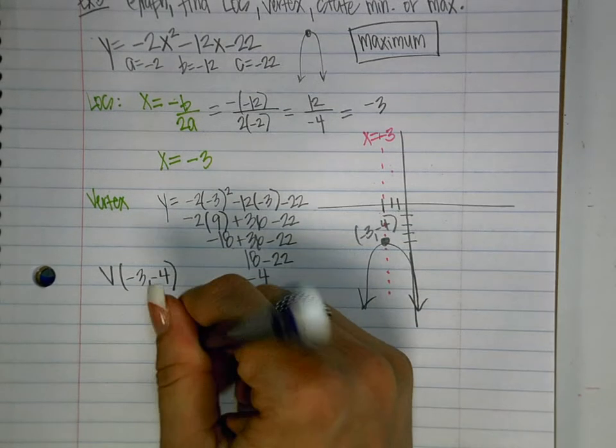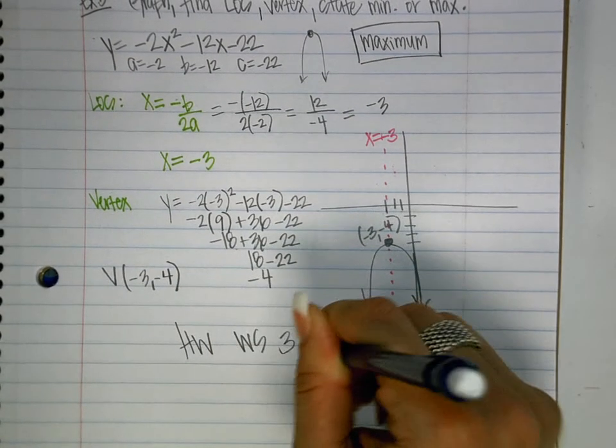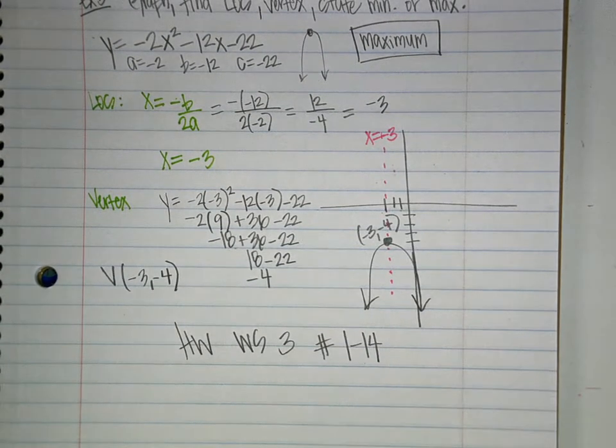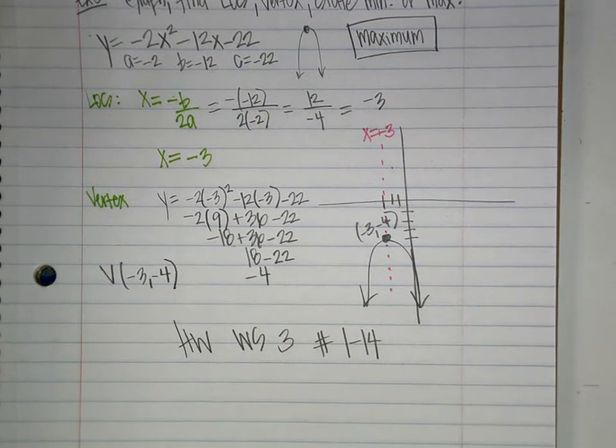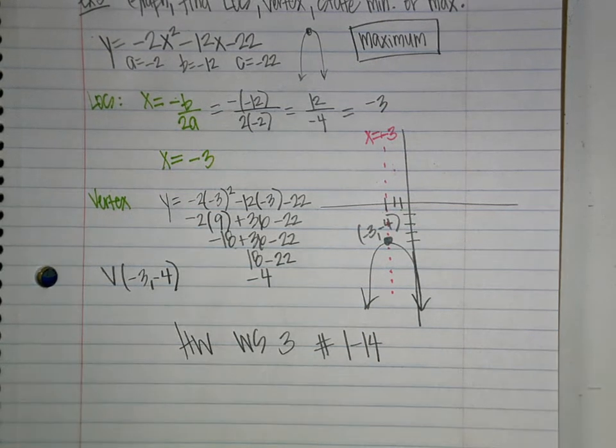Homework for this objective is going to be worksheet 3. You are doing numbers 1 through 14. Now, you are not going to have to find every single part for every single question. Different questions are asking you to find different parts. So read it carefully or else you're going to end up doing too much work, which is not what I want.